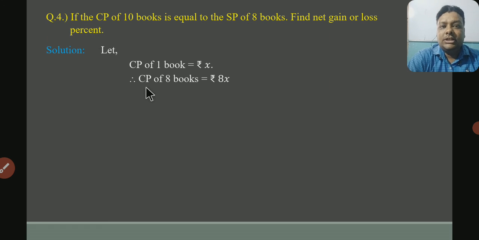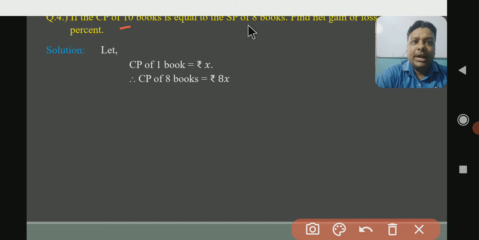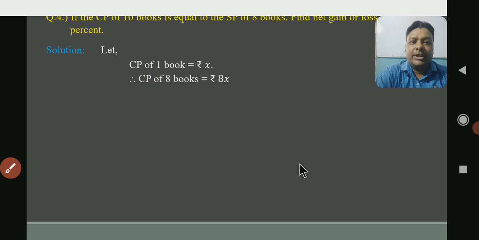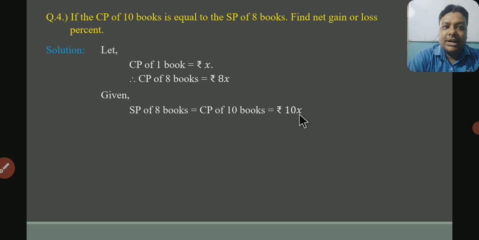Because here you can see in this question there are two quantities, 10 books and 8 books. But since we have assumed CP, we will go according to the quantity of SP. So 8 books we will take. So CP of 8 books is 8x, and given is that CP of 10 books is equal to SP of 8 books. CP of 1 book is x, so 10 books is 10x. It means this is equal to SP of 8 books. And clearly you can see CP of 8 books is 8x and SP of 8 books is 10x. Which one is greater? Clearly SP is greater, so there will be a gain.